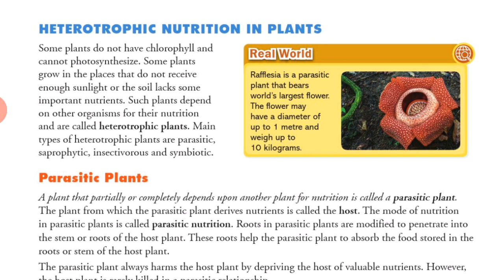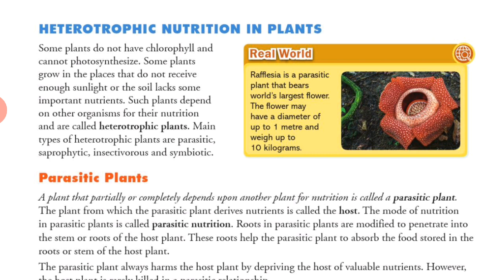So it will be interesting to know more about parasitic plants as well as about the heterotrophic mode of nutrition. We know this fact that some of the plants do not have chlorophyll and they cannot photosynthesize. Some plants grow in places that do not receive enough sunlight or soil lacks some important nutrients. Such plants depend on other organisms for their nutrition and are called heterotrophic plants. Main types of heterotrophic plants are parasitic, saprophytic, insectivorous, and symbiotic. We will study about all of them one by one.